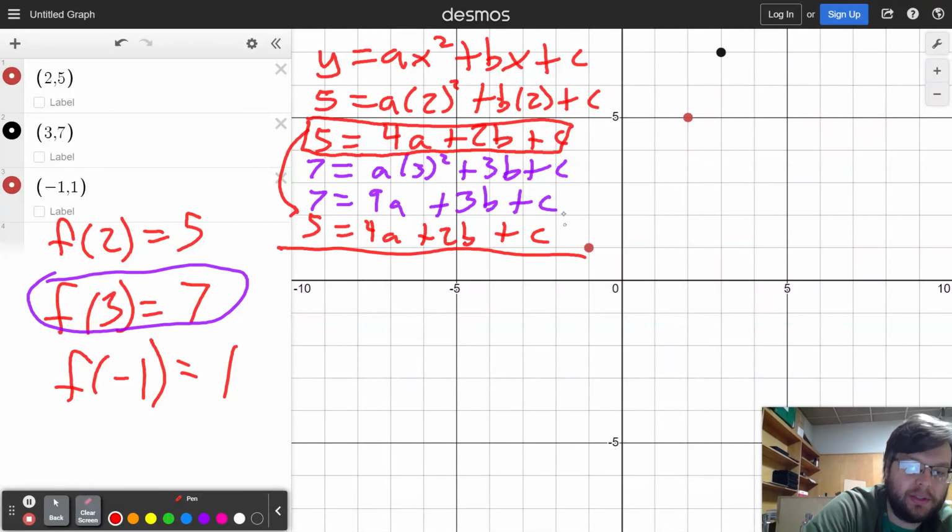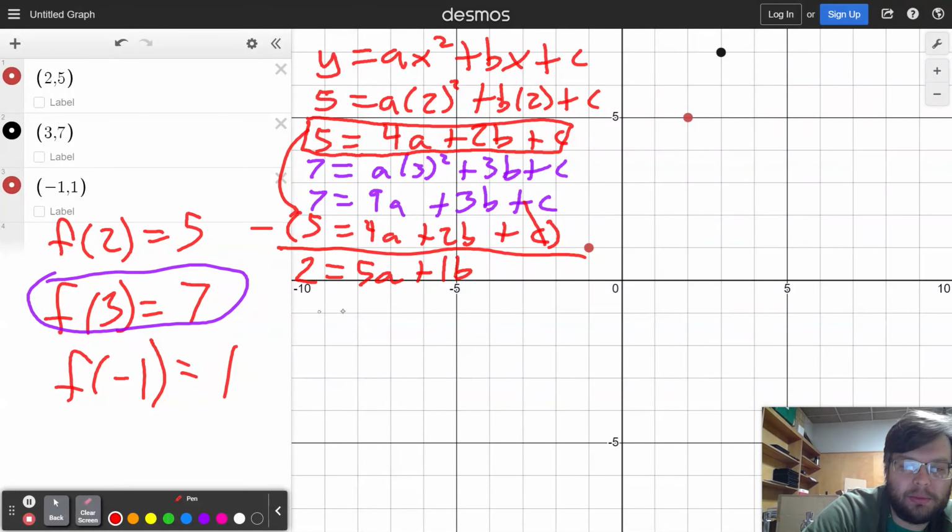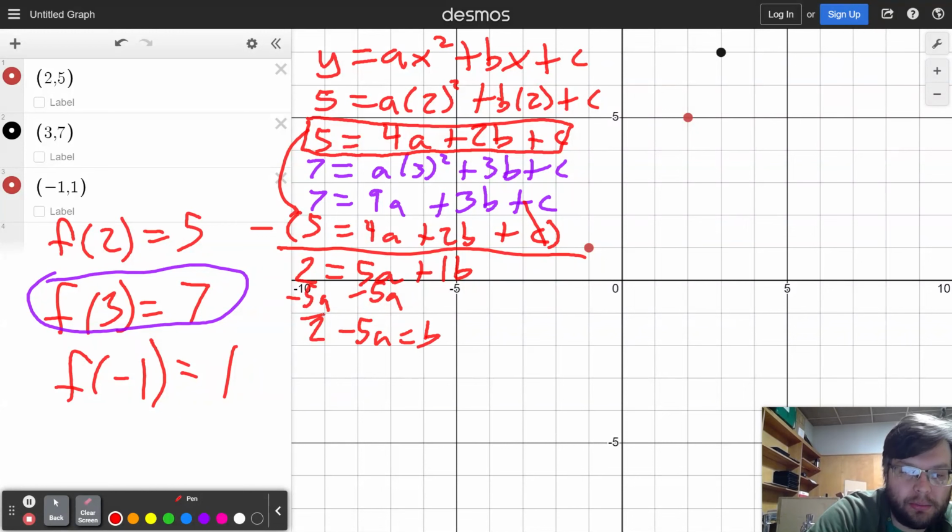If I subtract those 2 equations from each other, 7 minus 5, 9 minus 4, 3 minus 2, c minus c. Okay, now that's pretty cool. In fact, I can go a little bit further here and I can solve for a in terms of b, or vice versa. I'm going to go ahead and solve for b, and I'll get 2 minus 5a is equal to b.